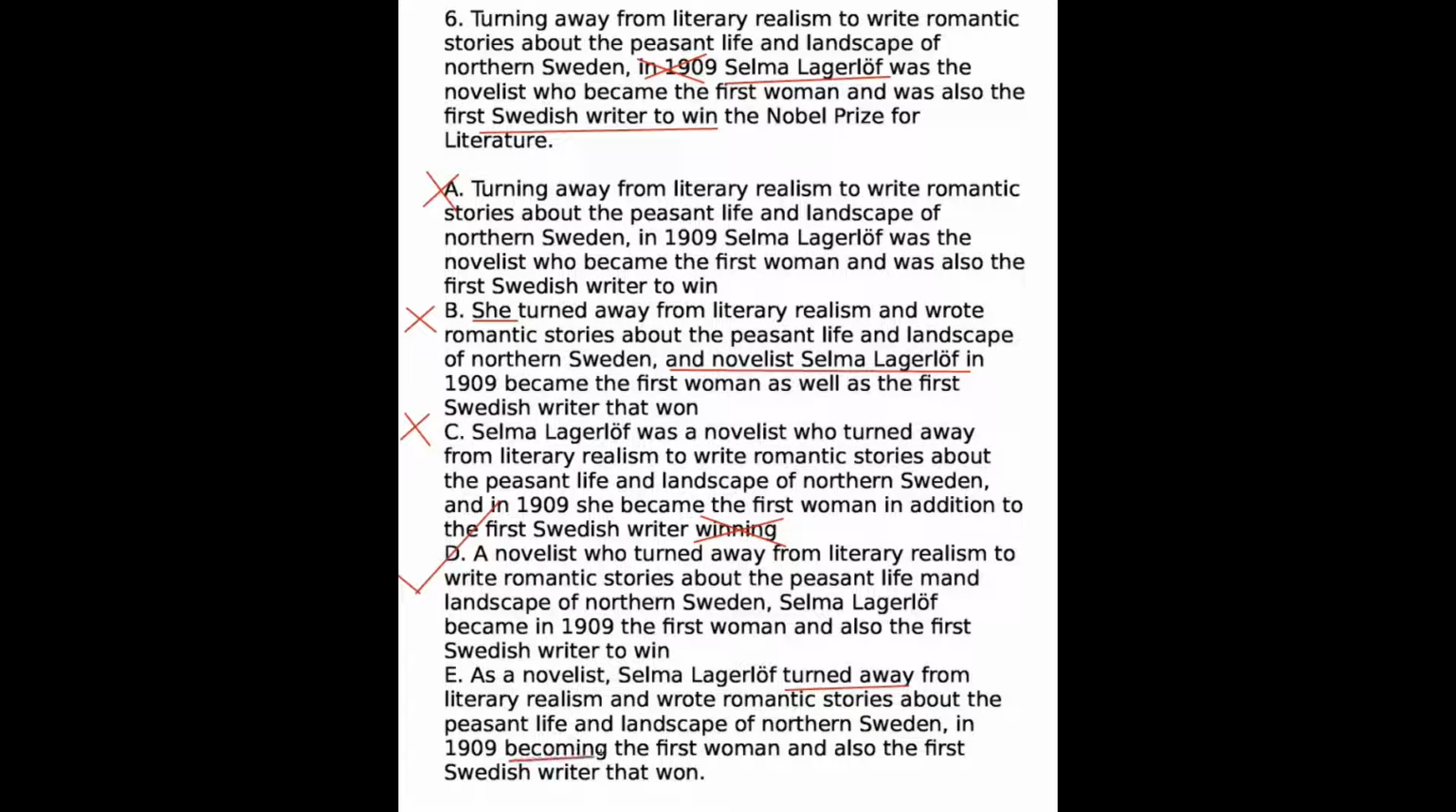If you look at the one which is correct, turned away is in parallel with became. Yeah, the past simple forms are both used there. So I think that's quite important. And I don't really like the first Swedish writer that won. Really, it would normally be to win here. That sounds like the natural idiom to me anyway.